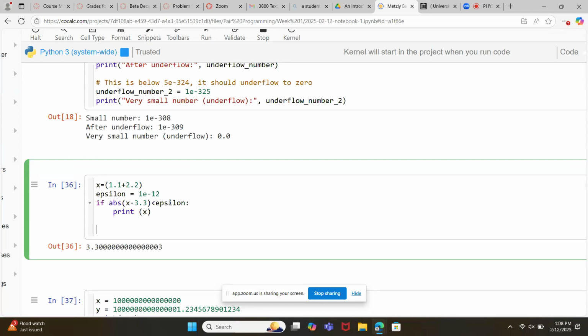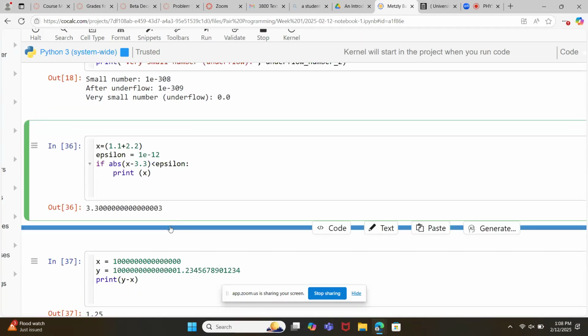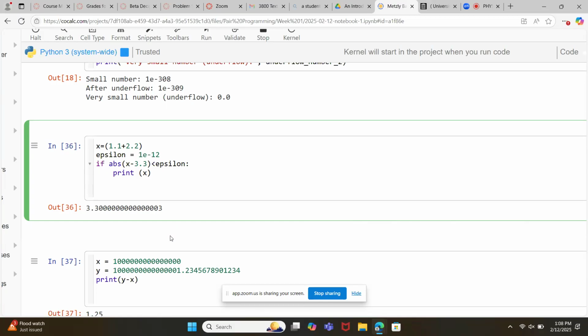What this says is as long as the difference between your number and the number that you want is smaller than the accuracy, as long as the difference is smaller than 10 to the minus 12, then I believe they're the same number. Whereas up here, this says, are they exactly the same? And that's not always the case because of these changes down here.